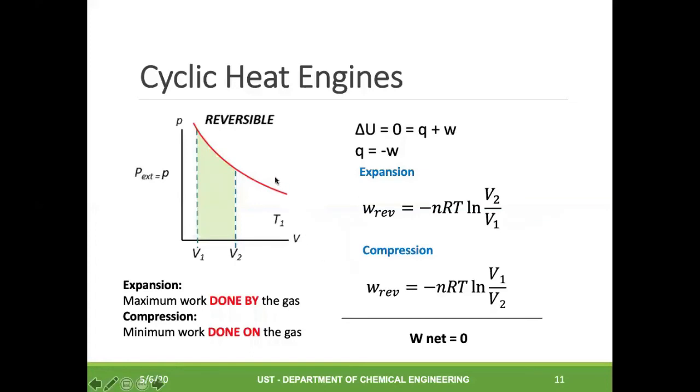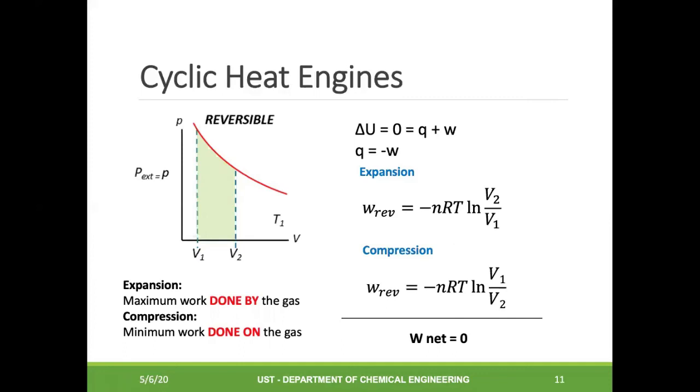Now, considering an isothermal reversible process, if we look at the PV diagram, the gas undergoes expansion, increasing volume from V1 to V2. In expansion, maximum work is done by the gas. Since the process is cyclic, delta U is equal to 0, which is equivalent to Q plus W. Since Q is equal to negative W, the reversible work during expansion from V1 to V2 is equal to negative nRT ln V2 over V1.